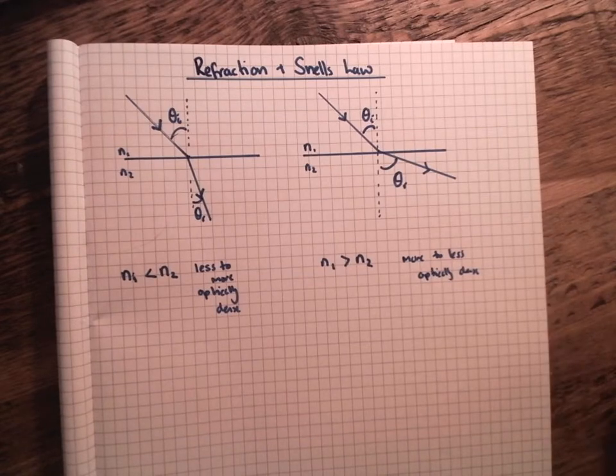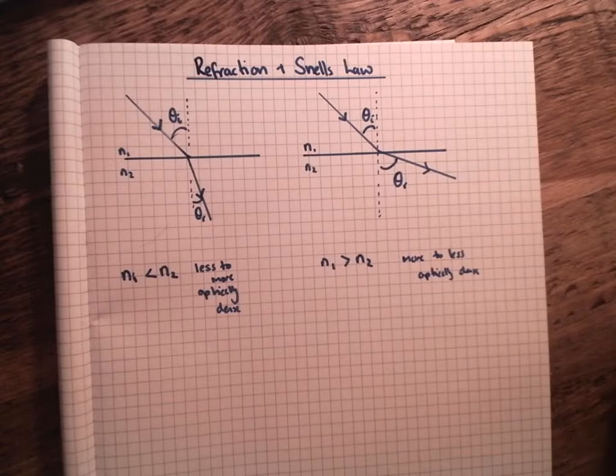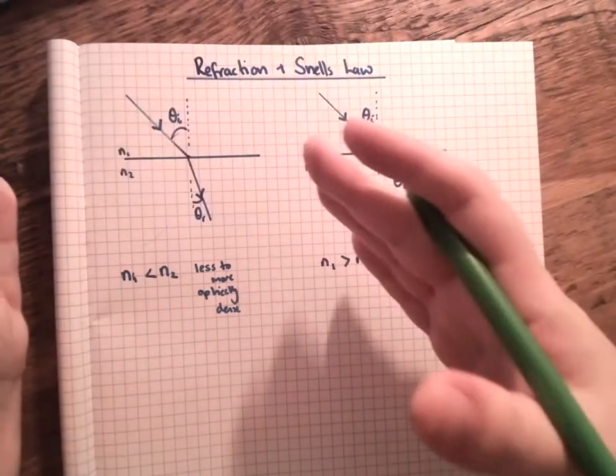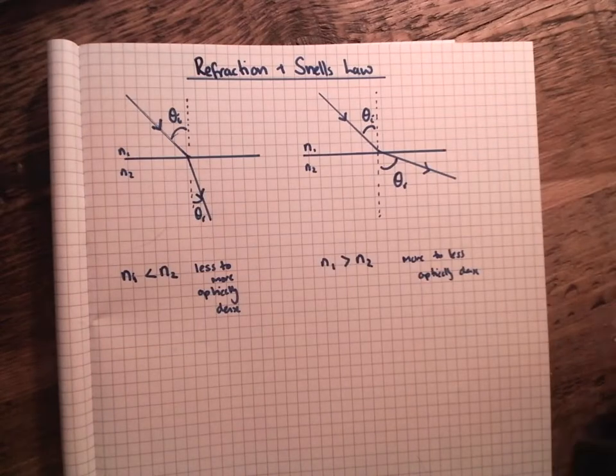Okay, so this little video is about refraction and Snell's law. So refraction is where we have the bending of light as it enters a new medium. Simply, the light is going to be diverted off its path as it goes across a boundary into a new medium. Now we've got two different possibilities that it could be going from here.